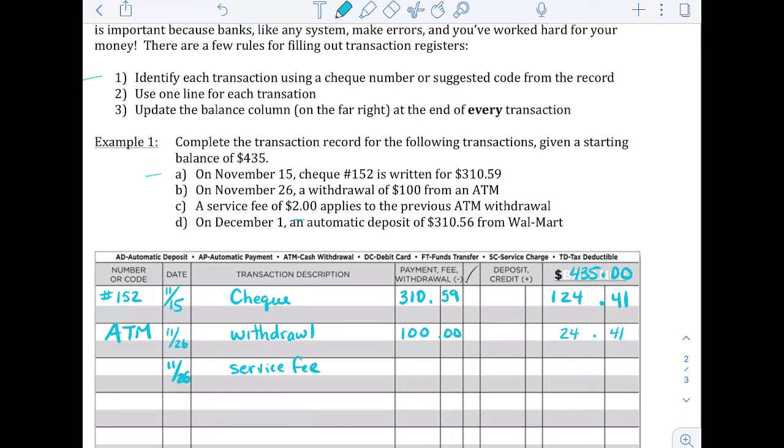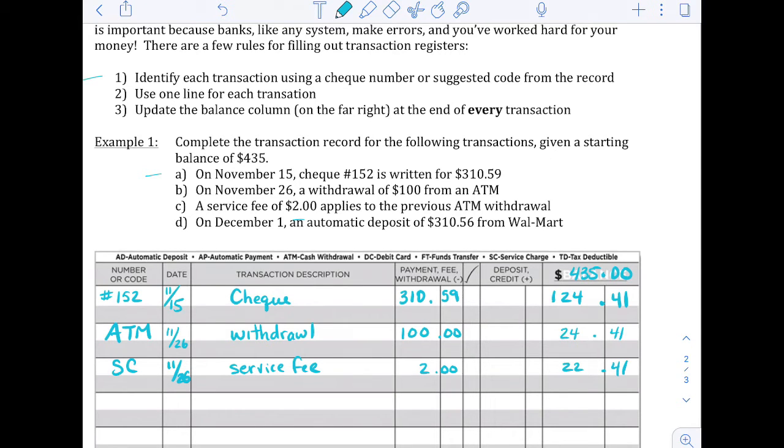On the far left, usually would say something like service fee or usually SF, something like that. There's no number or code for it. Sometimes SC or service charge, I think, is actually what I've seen. And that's $2. So now we're down to $22.41 in our account. Not a whole lot.